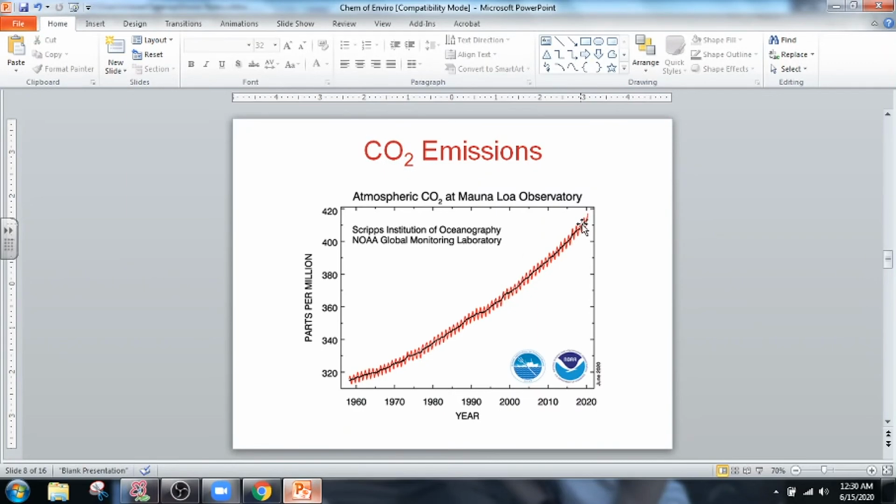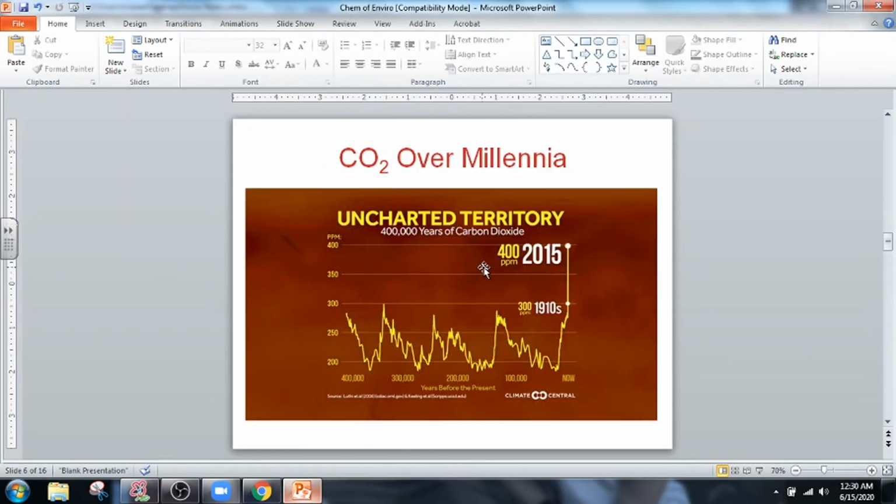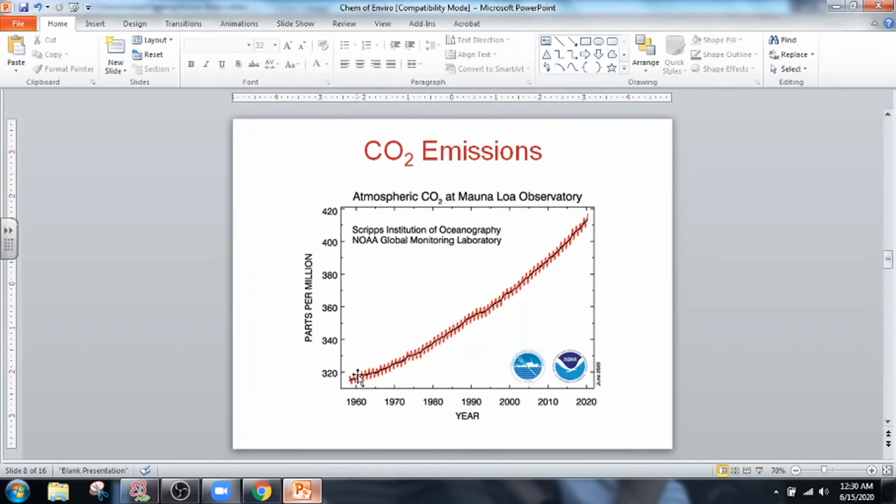Okay, so here we go. CO2 and temperature are linked. CO2 changes over the millennia, but has never changed like it's changing now. And that's because of us. And we can see that specific rise right here in parts per million as the years go by from 1960 until today. We're still rising.